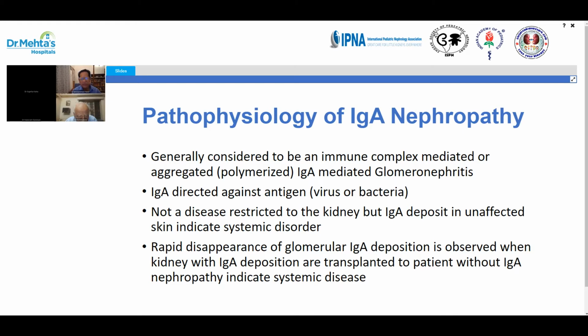Two interesting findings: it is not a disease restricted to the kidney, as IgA is deposited in unaffected skin, indicating a systemic disorder. Research finds that unaffected skin also shows some deposition of IgA. Another interesting finding is that rapid disappearance of the glomerular IgA deposition is observed when kidneys with IgA deposition are transplanted to patients without IgA nephropathy, indicating a systemic disease.